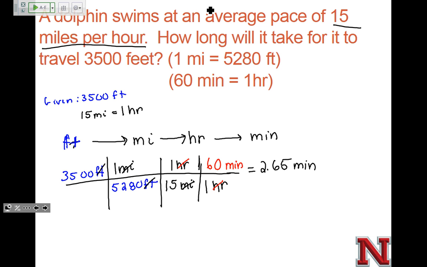But remember, here, as far as what's significant, this is a measured relationship of 15 miles, and that only has two significant figures. And my given only has two significant figures. It's not real clear if these zeros are significant, so I'm going to assume that they're not. So I have two significant figures, and that's what my final answer should be in.